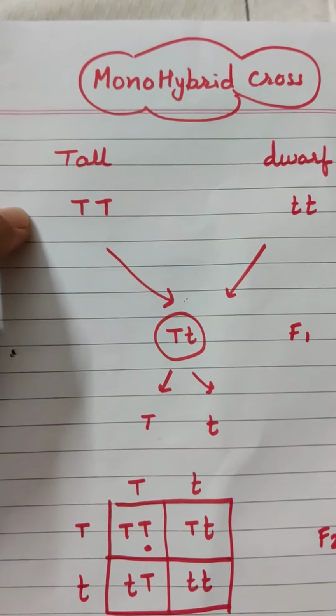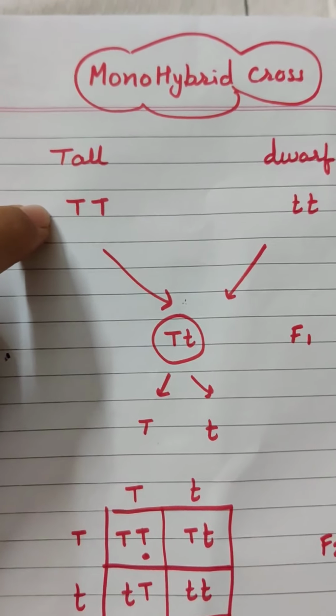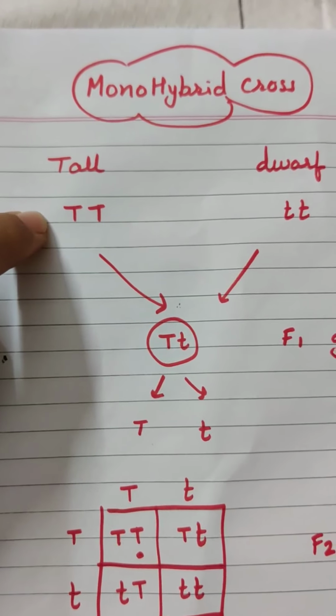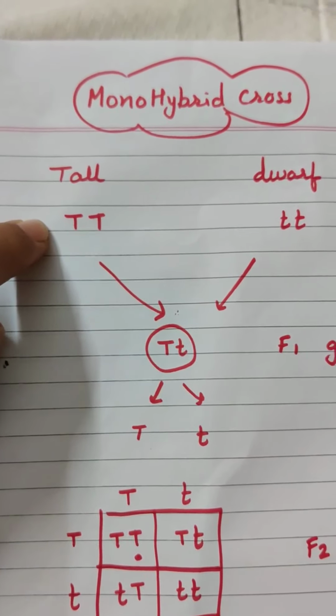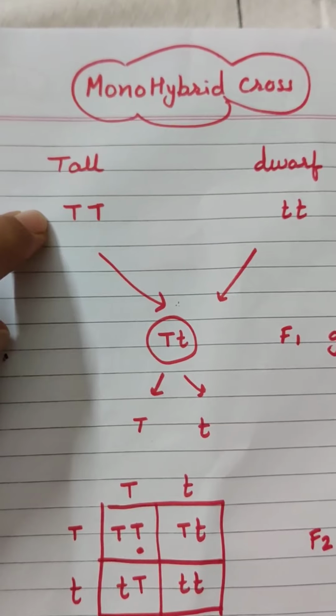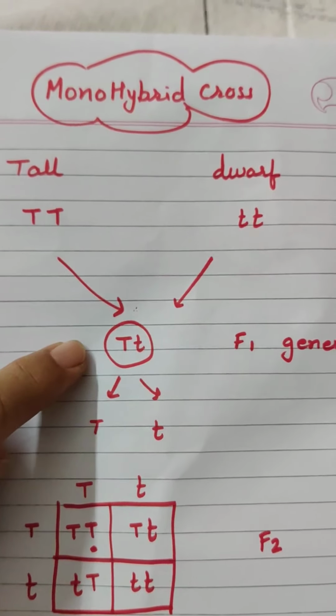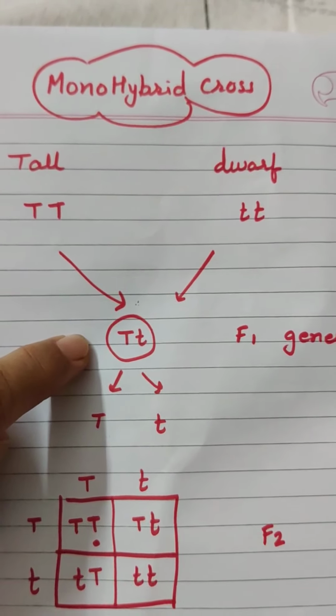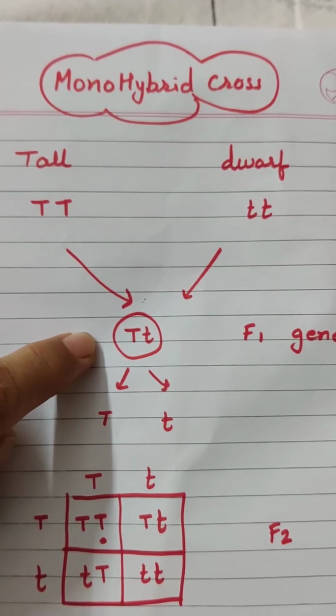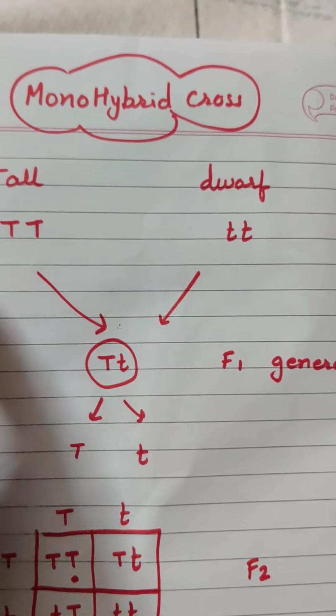You know that Mendel has written capital letter for dominant characteristics. What are dominant characteristics? The characteristic which is dominated. In F1 generation, the characteristic that will come is dominant. What is recessive characteristic? The other type of characteristic.